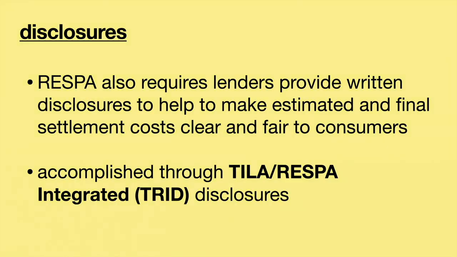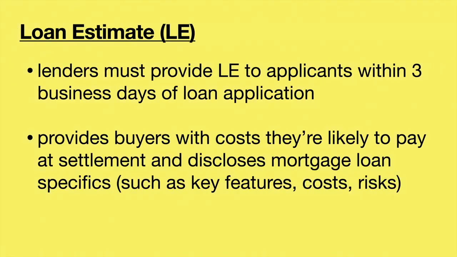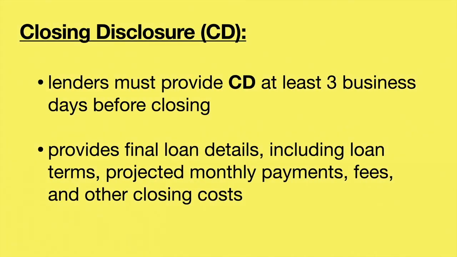This is accomplished through the TILA-RESPA Integrated Disclosures. Lenders must provide the loan estimate to applicants within 3 business days of loan application. The loan estimate document provides buyers with costs they are likely to pay at settlement and discloses the mortgage loan specifics, such as its key features, costs, and risks. Lenders must provide the closing disclosure at least 3 business days before closing. It provides final loan details, including the loan terms, projected monthly payments, fees, and other closing costs.